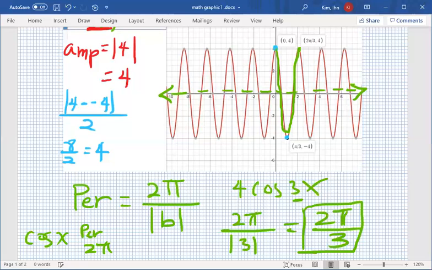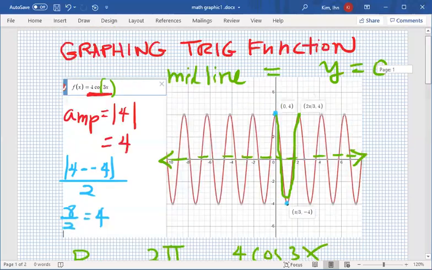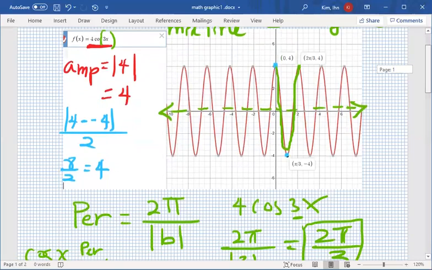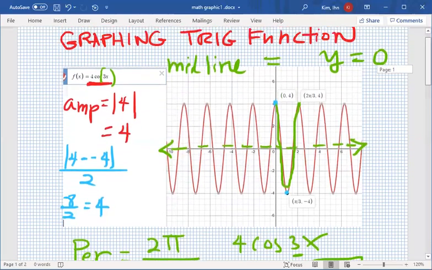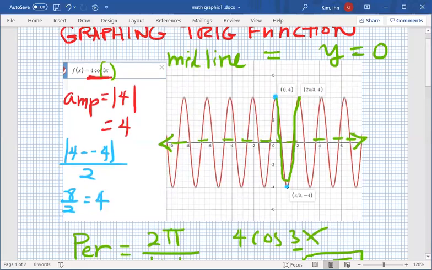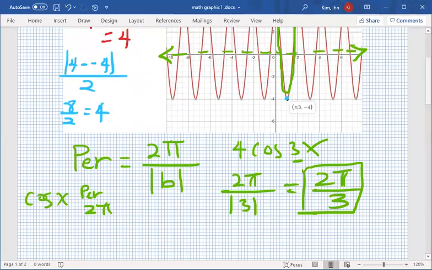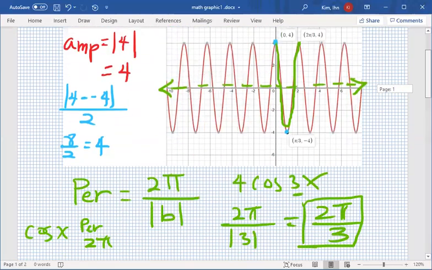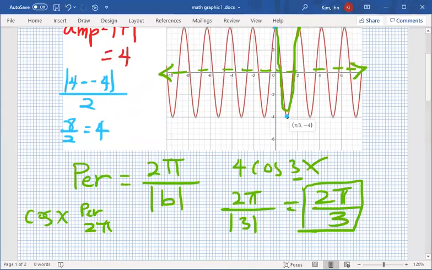Okay, so in summary, we covered three things. We covered the amplitude, which is the distance from maximum to minimum. We covered the midline, which is the horizontal line that goes through the middle, and the period. The period means one cycle. So what is one cycle of this graph for cosine of 3x? Well, it's going to be 2 pi over the absolute value of b, which is 2 pi over 3.